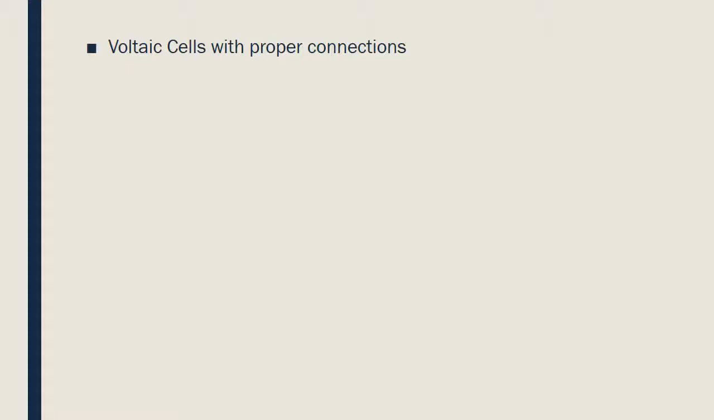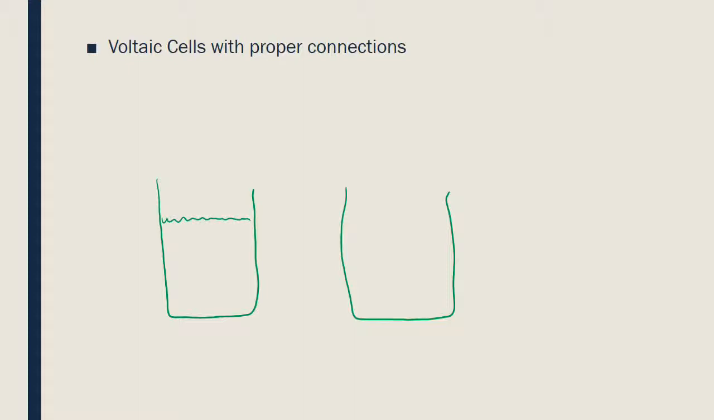So, voltaic cells with proper connections. All right, I'm going to draw this once, and then from there on forward, I will probably be inserting pictures because it is extensive, but you do need to know how to draw a voltaic cell. So a voltaic cell is, you have your two half cells. And then in each of the half cells, you're going to have each of the reactants. So let's say in the first half cell, we are going to have a zinc sulfate solution.